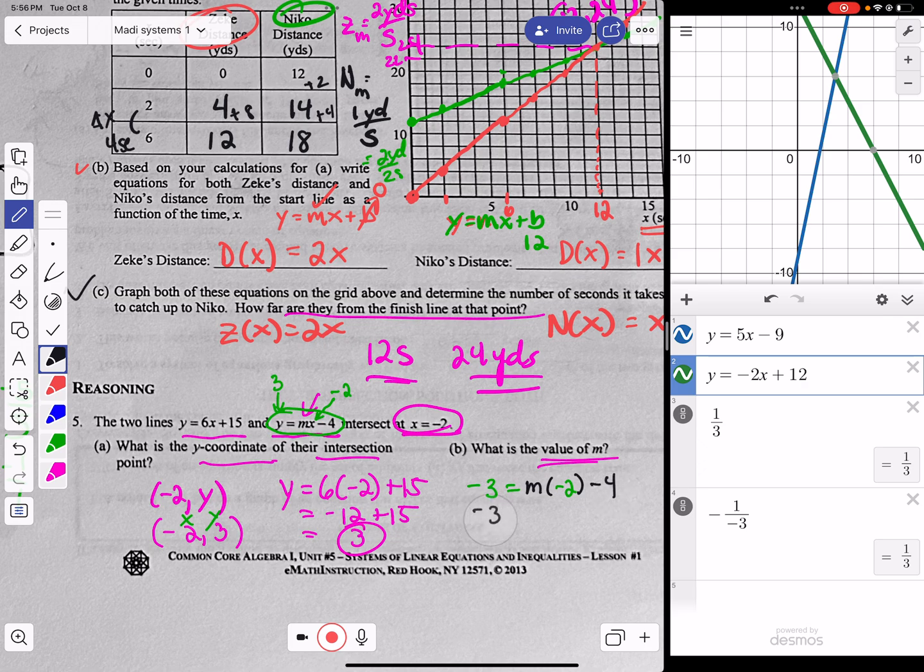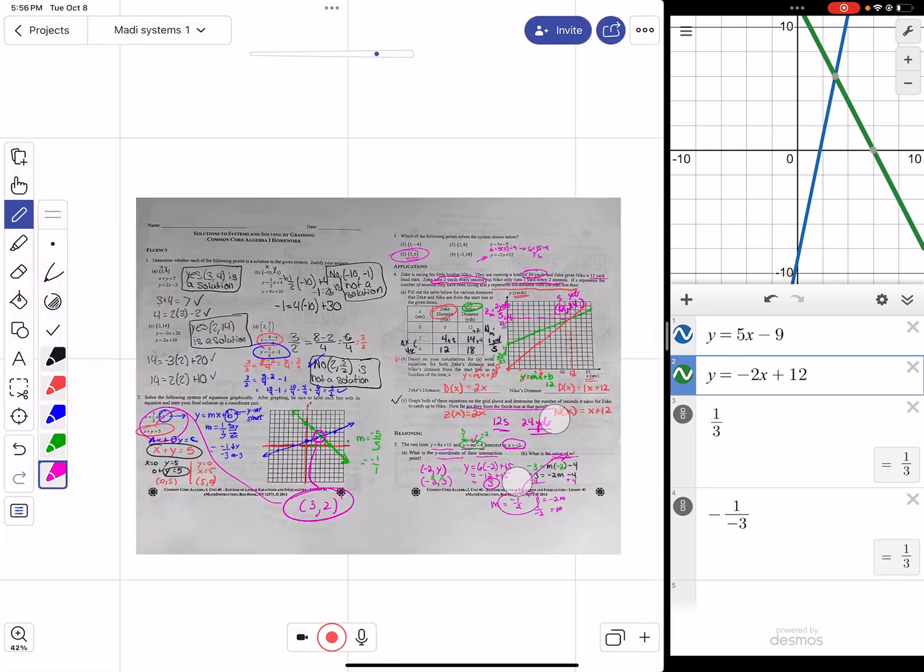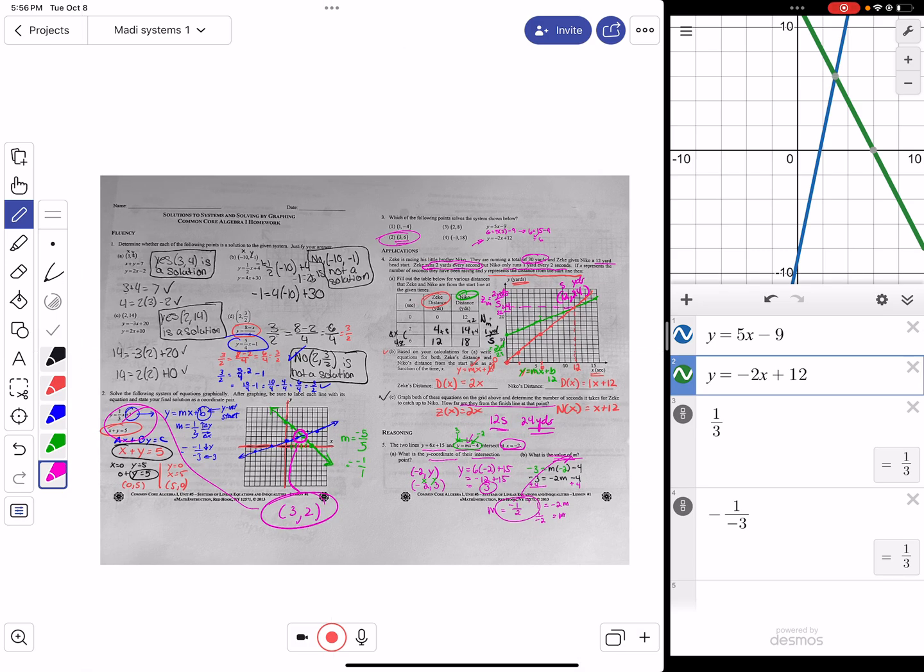I'm going to clean this up just a little bit. -2 times m is this. And now I'm just solving this for m. Add 4 to both sides. 1 equals -2m. It looks like this has a slope of 1 over -2, but we usually write it with the negative on top. They're both equal to -1/2. So what's the value of m? Gotta be -1/2. All right, that is it. Hope that clears that all up.